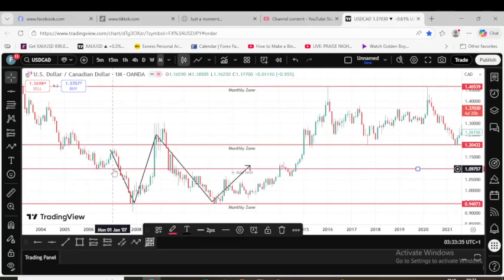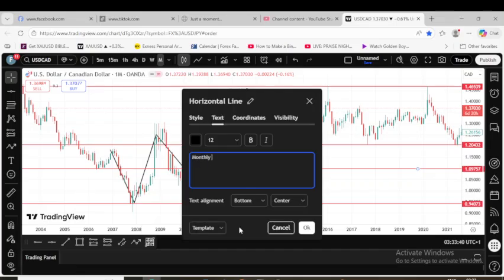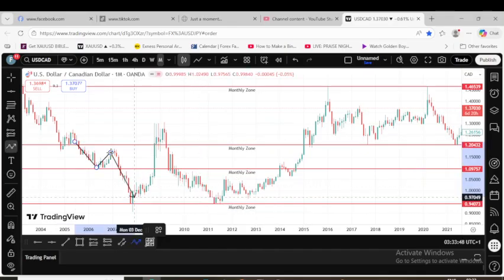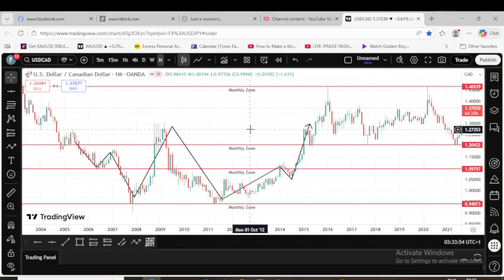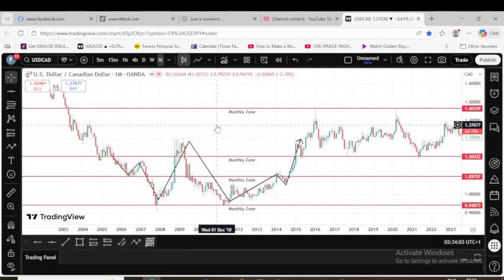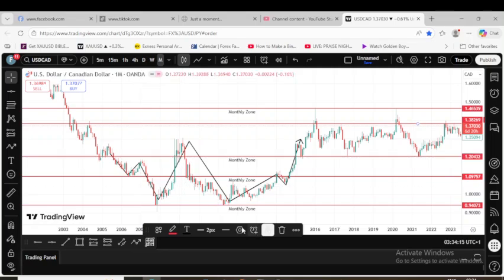We have another zone here. This is your monthly zone, because as you can see, price bounced here, came through, then bounced here again. So these are our relevant zones. We have another zone here. We have another zone here.